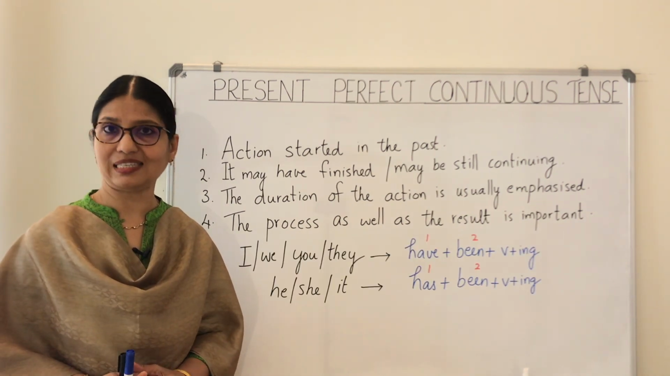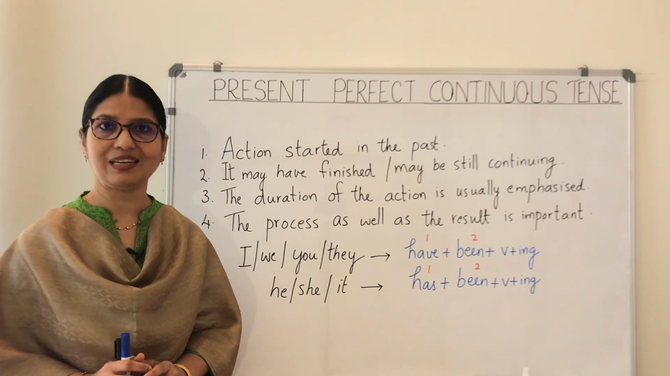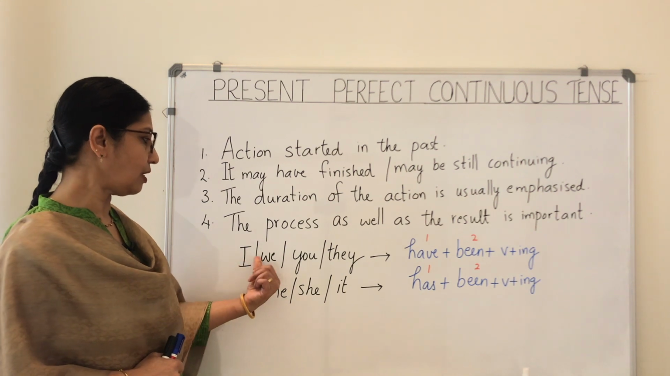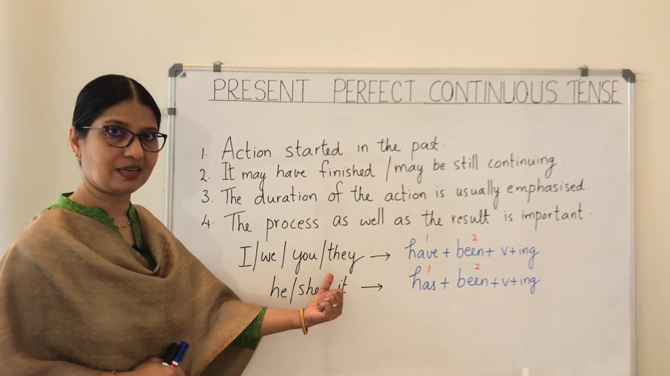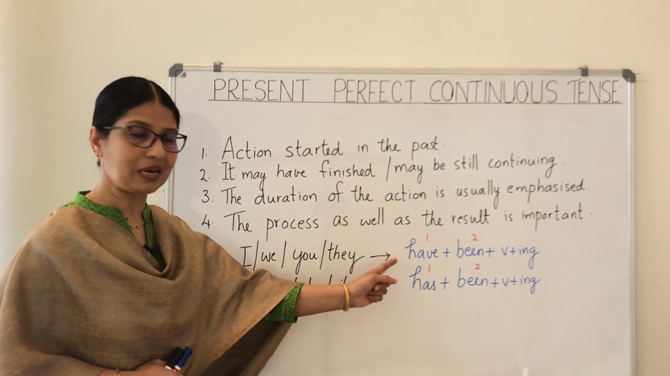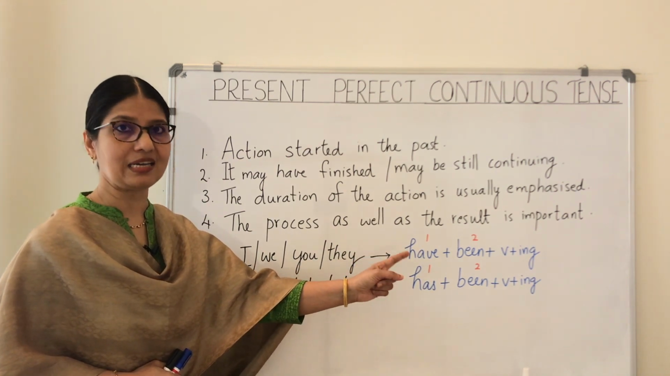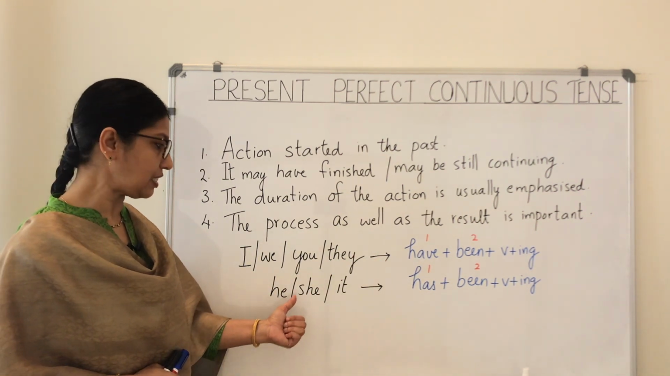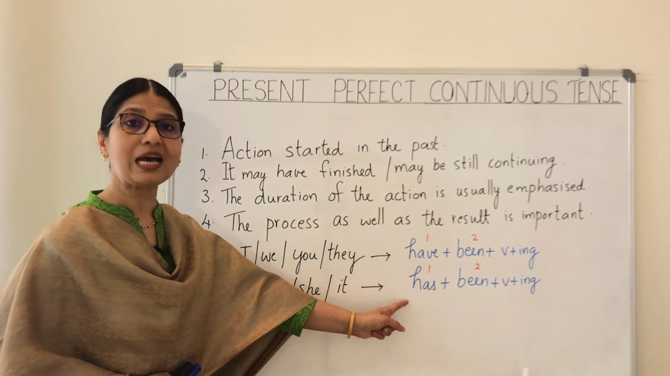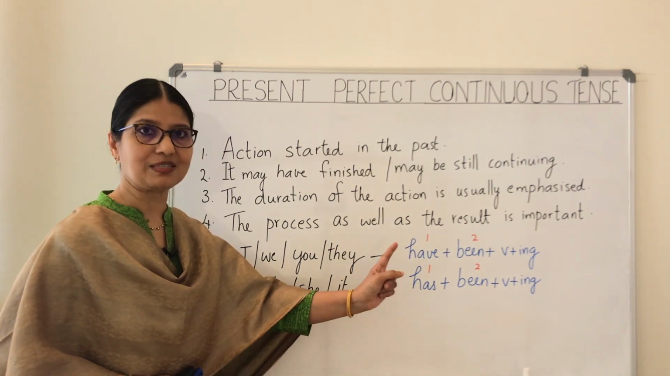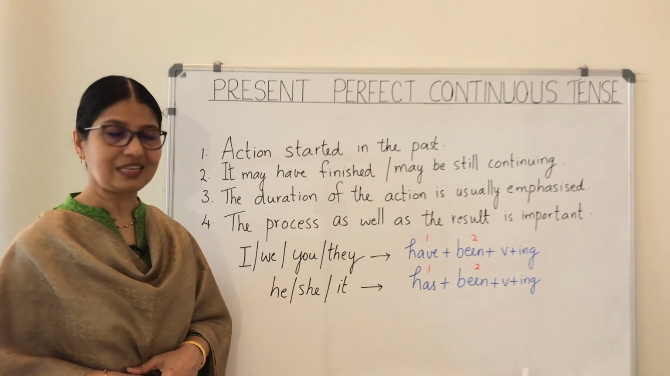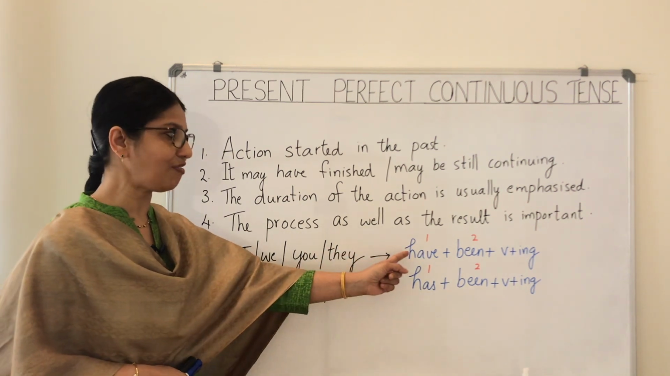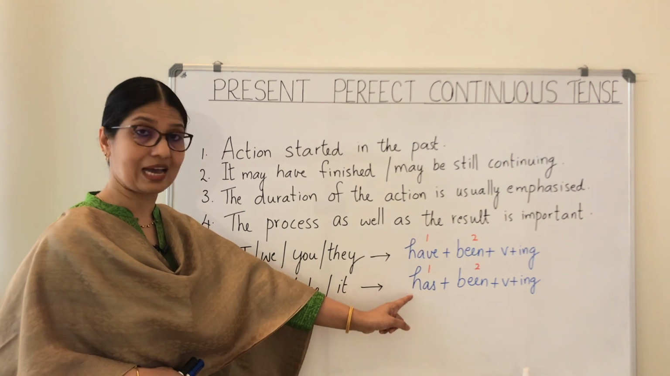Let me just give you an idea of how this verb tense will look when used with different subject pronouns. When we use it with I, we, you and they, it will take the form have plus been plus the ing form of the verb. Whereas with the singular pronouns he, she and it, it changes to has plus been plus the ing form of the verb. So you can see that in this verb tense, we use two auxiliary verbs. You have have and been in that case, and here you have has and been.